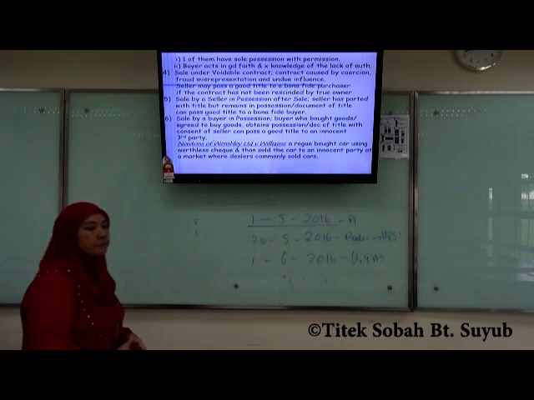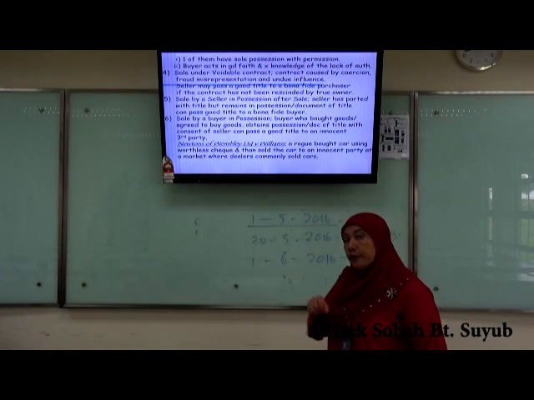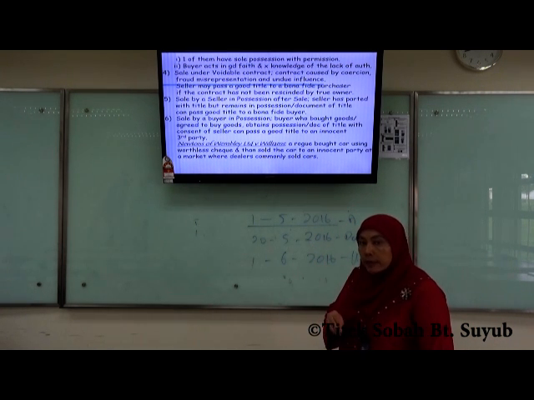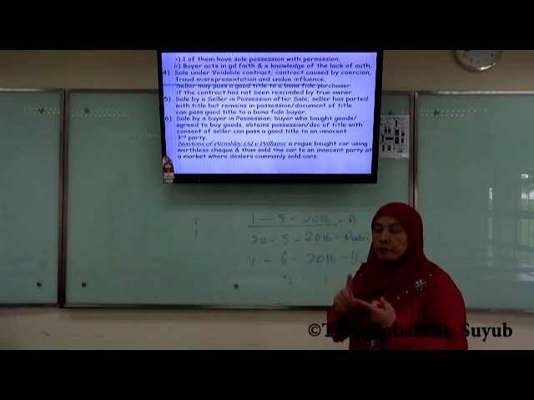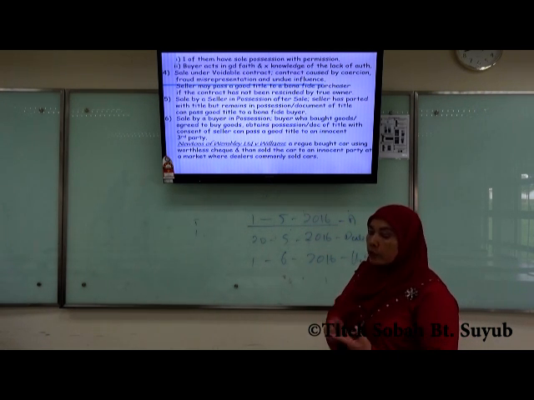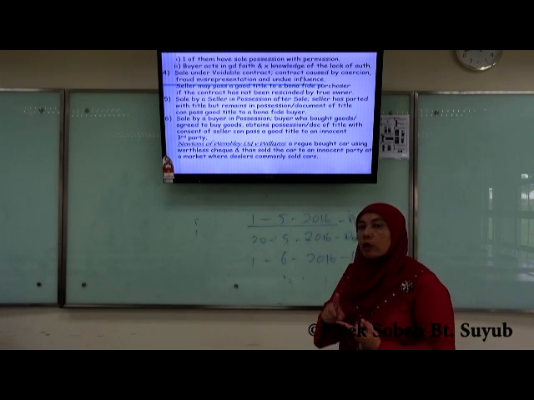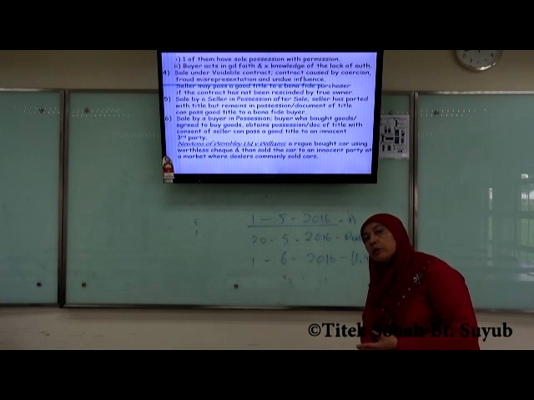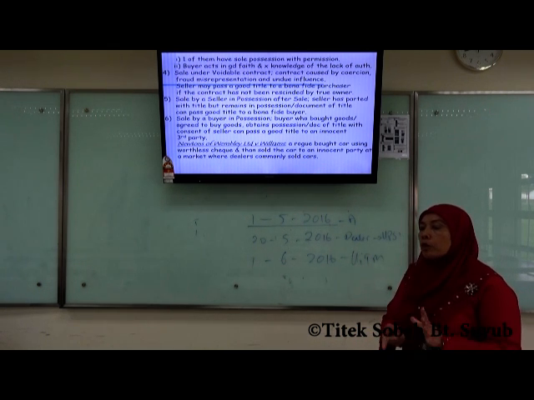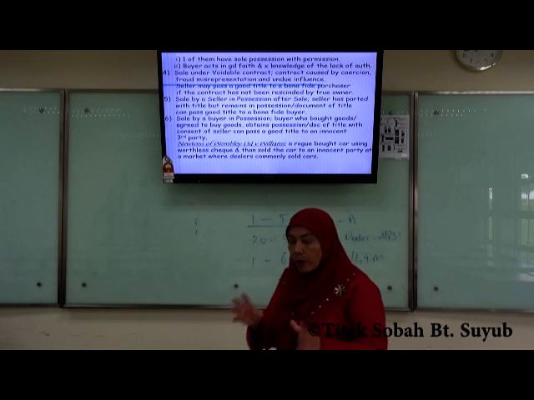And number 4, when a buyer bought goods under a voidable contract. What is a voidable contract? We have done this under law of contract. A voidable contract is a contract which has been tainted, meaning the free consent has been tainted, tercemar dia punya kerelaan bebas, because of fraud, because of misrepresentation, because of coercion, because of undue influence. So this type of contract is actually a voidable contract.